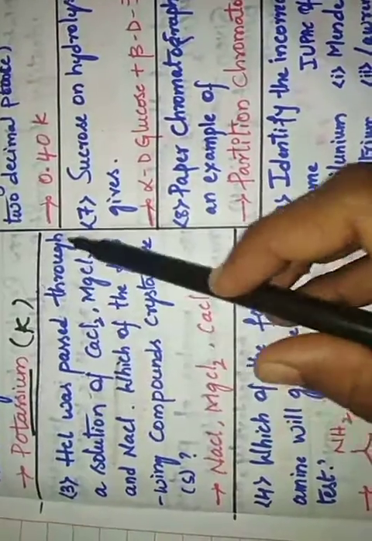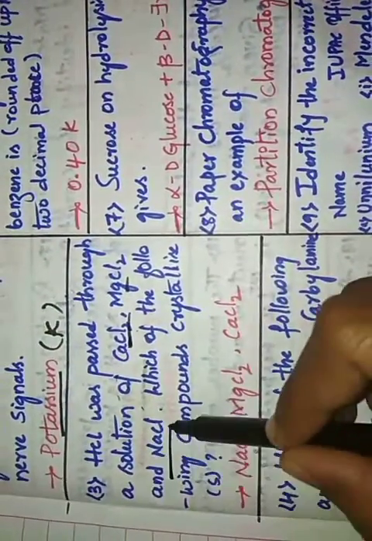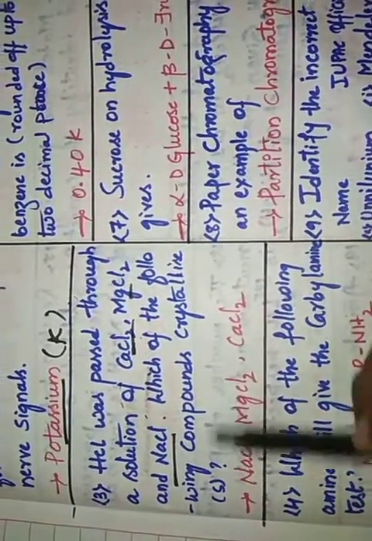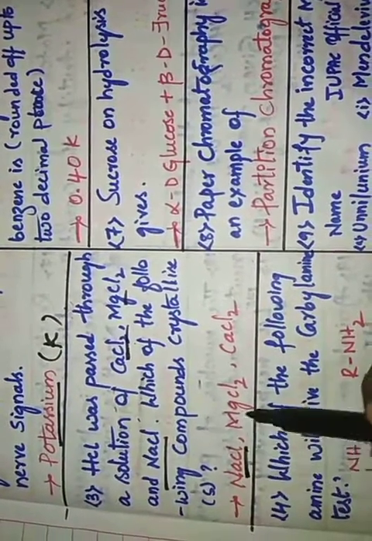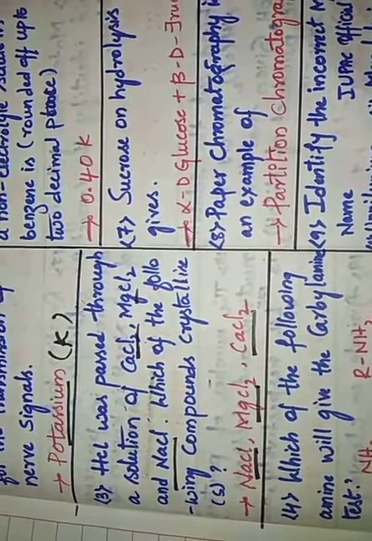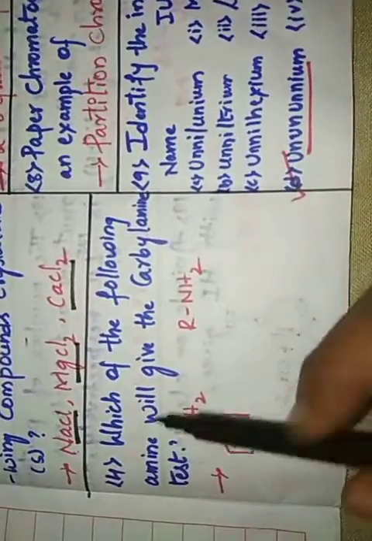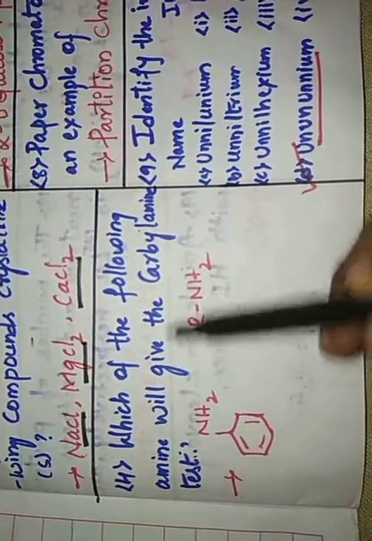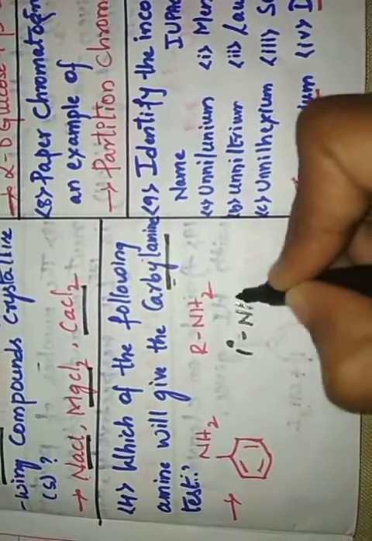HCl was passed through a solution of CaCl2, MgCl2 and NaCl. Which of the following compounds crystallize? That is, the three salts are crystallized. See, NaCl, MgCl2 and CaCl2. Moving to the fourth question, which of the following amines will give the carbylamine? That is primary amine. It gives the carbylamine.